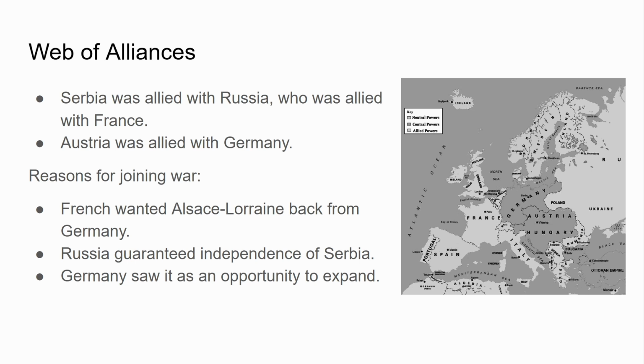The reason why the French joined the war was because they wanted their old territory that was taken during the Franco-Prussian War, which would be the territory of Alsace-Lorraine. Russia joined the war because they had guaranteed independence to Serbia, and Germany saw it as an opportunity to expand their territory.